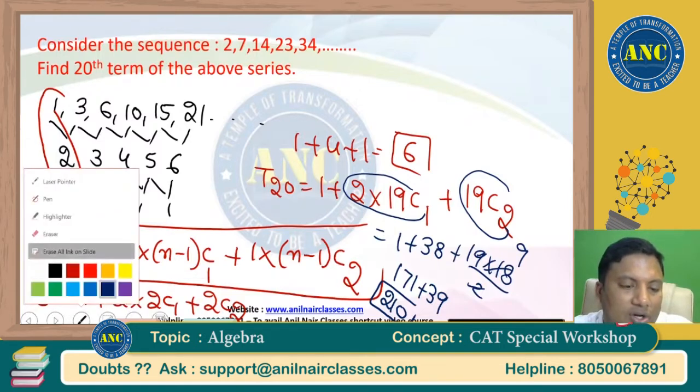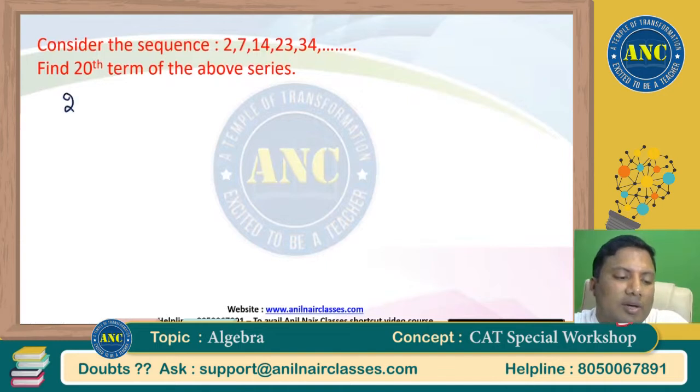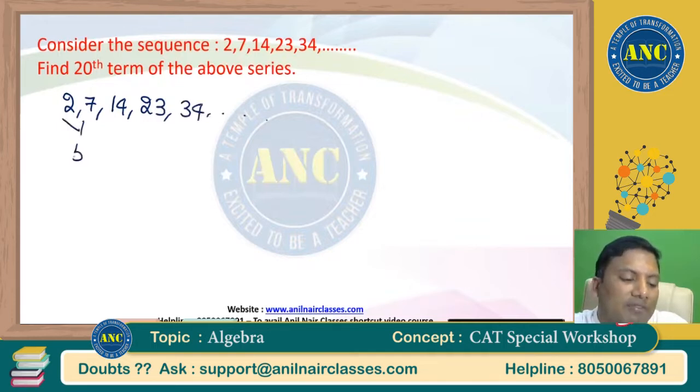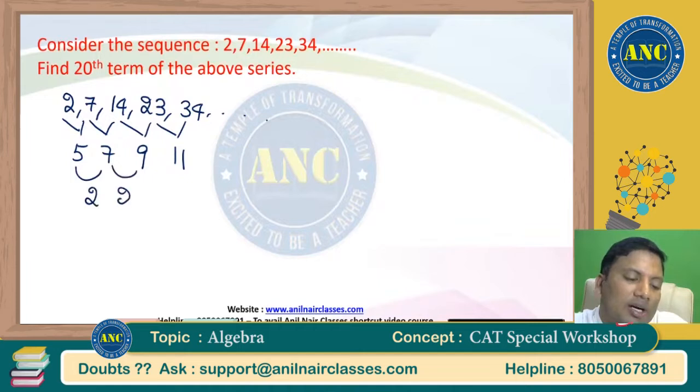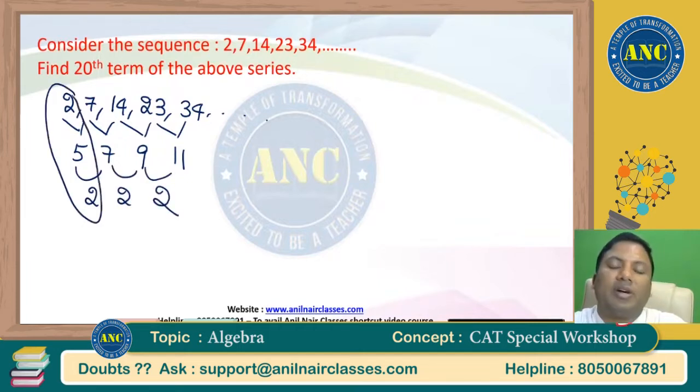Now, let us solve this question. It is nothing but 2, 7, 14, 23 and 34. Easy question it is. The differences are 5, 7, 9 and 11. The second differences are 2, 2 and 2. Only focus on the difference between the terms.